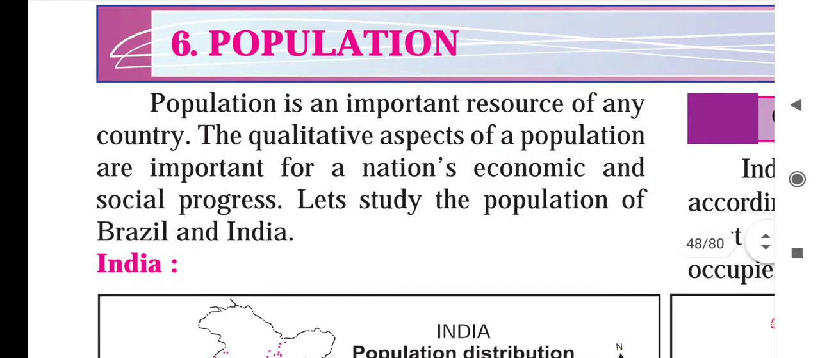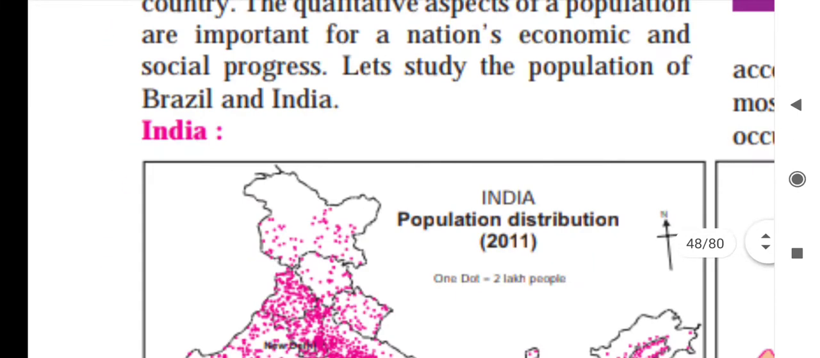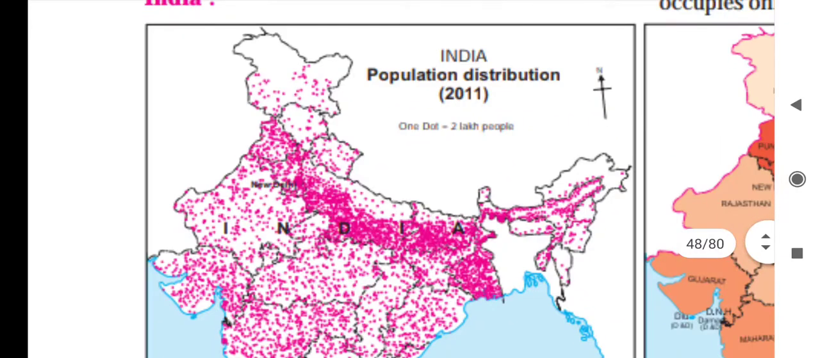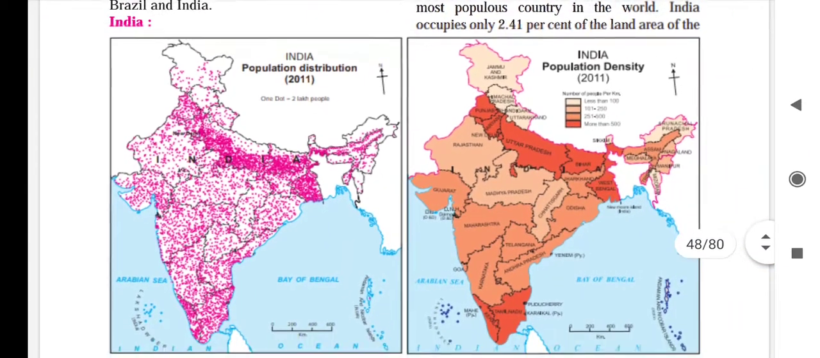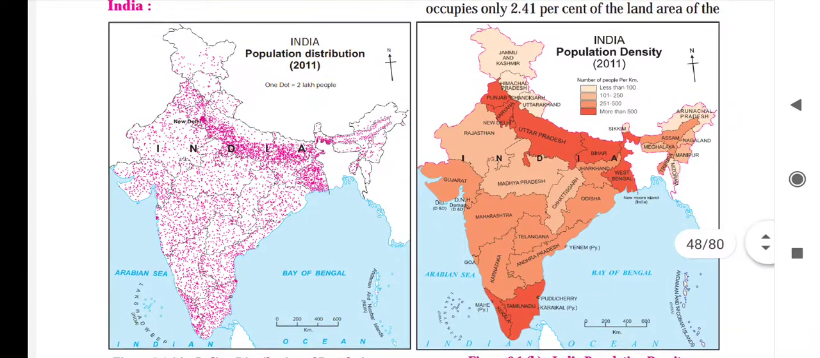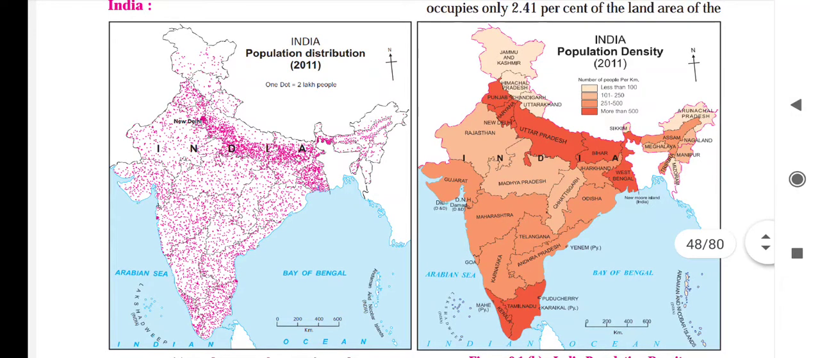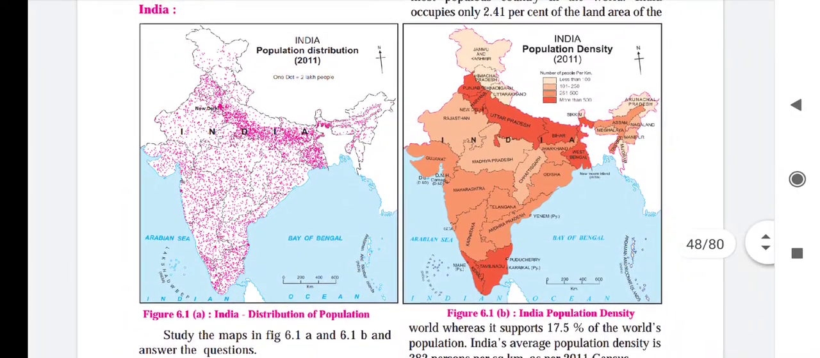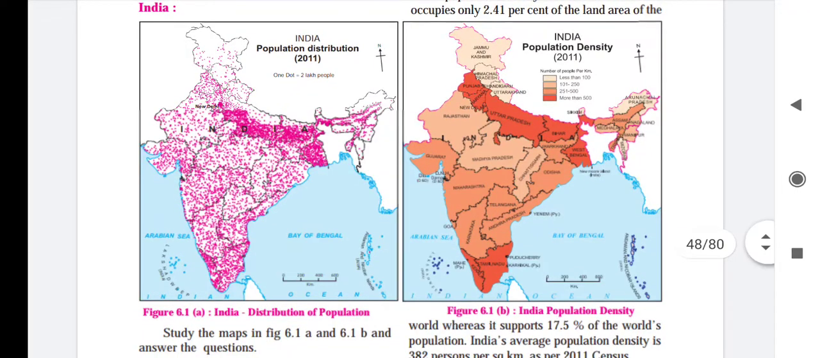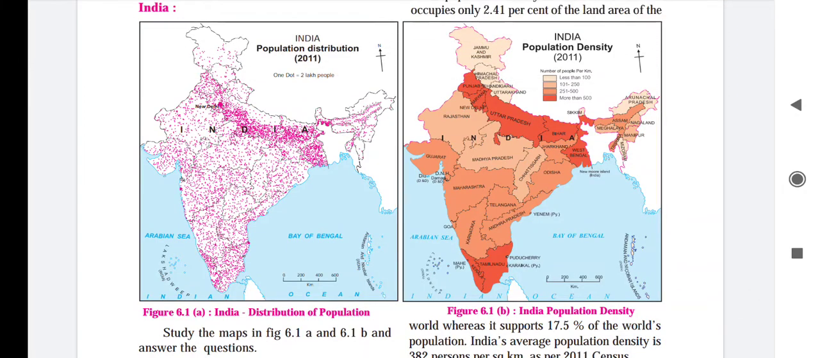Let's study the population of Brazil and India. So here is India's map. In this map, we can see that the dot method is used. By the dot method they are showing the population of India. We can see that in the northern part the population is dense, and on the south side, downside, the population is also very high.